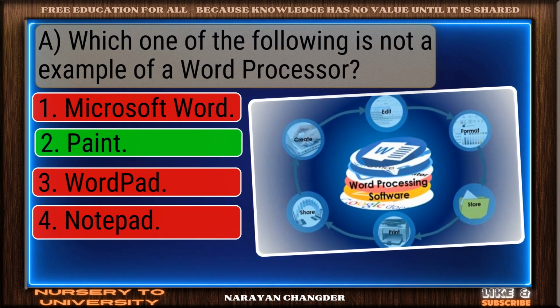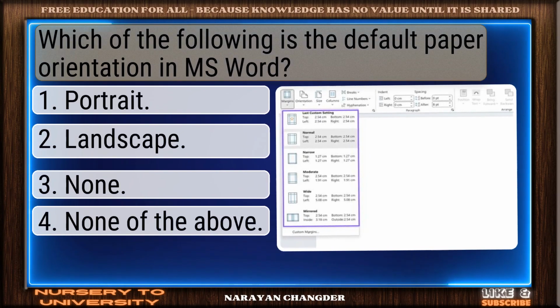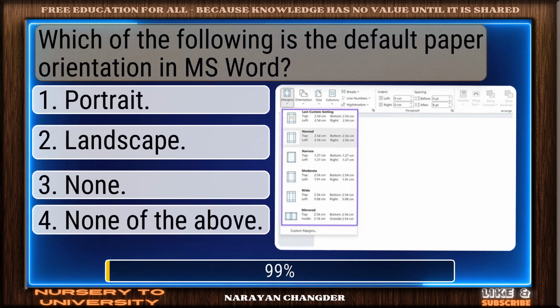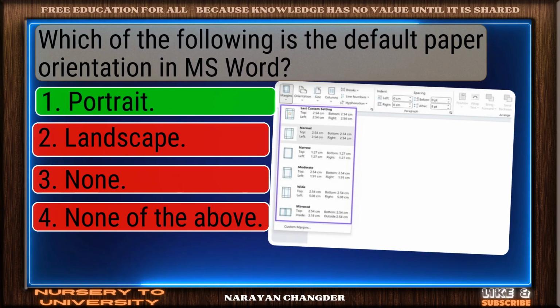Smart move. Paint is an accurate answer. Which of the following is the default paper orientation in Ms. Word? Nicely done. Portrait is a solid answer.